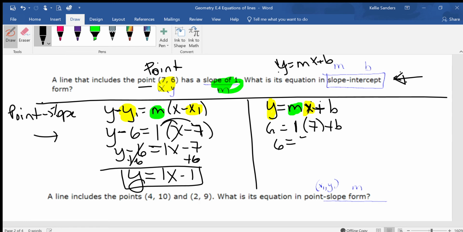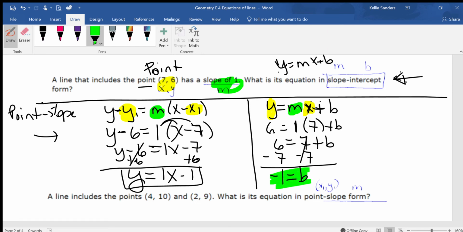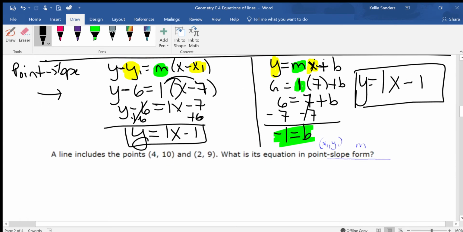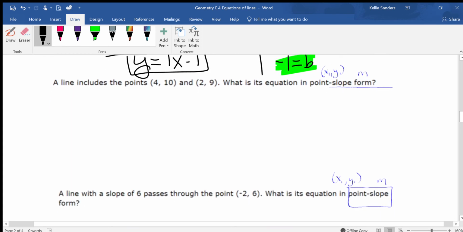So we do 1 times 7, which is 7. And then we need to get b by itself. So we subtract 7. 6 minus 7 is negative 1, which is b. That's fine. Now we have a b and we have an m. So y equals 1x minus 1. I got the same answer both ways. Sometimes it's just more convenient to do the point-slope form if you do it enough to be familiar with it.